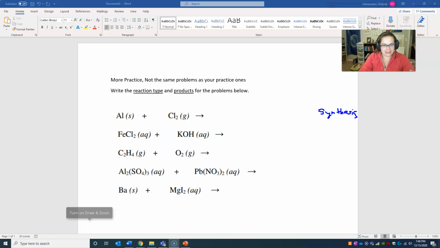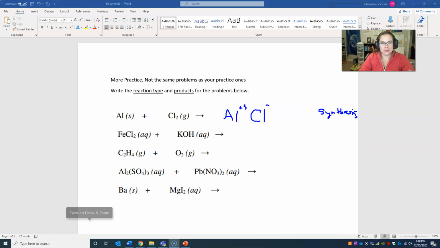And once you realize it's a synthesis, you know that the atoms are going to combine into a more complex molecule. I'm going to write aluminum. And I know from my periodic table that aluminum has a +3 charge. And then I'm going to write chlorine, because it's going to be aluminum chloride. And chlorine has a negative charge.